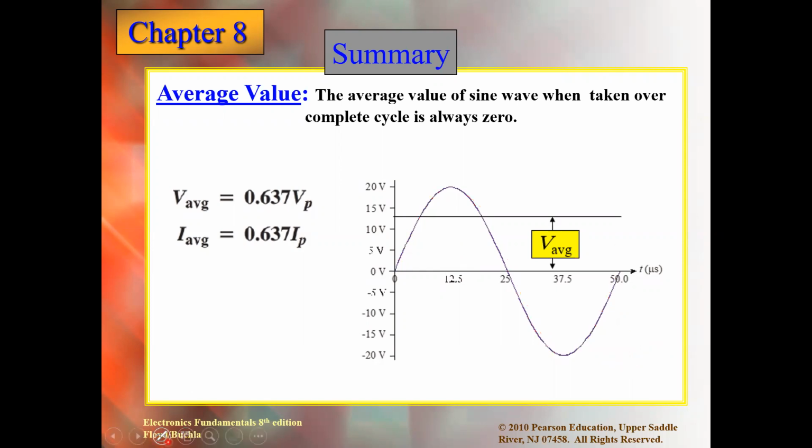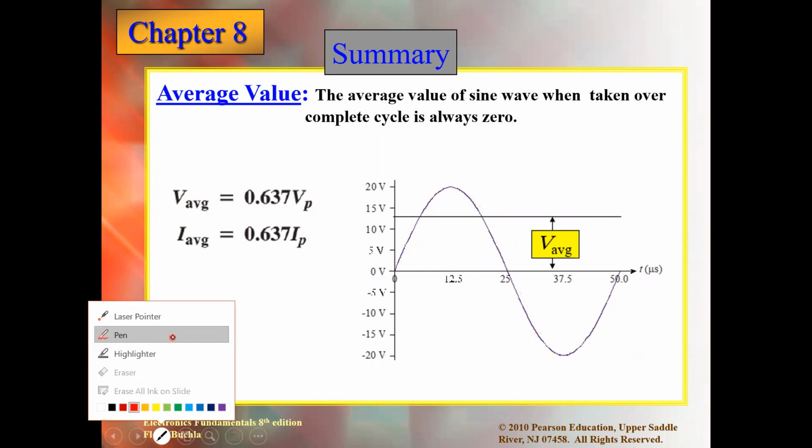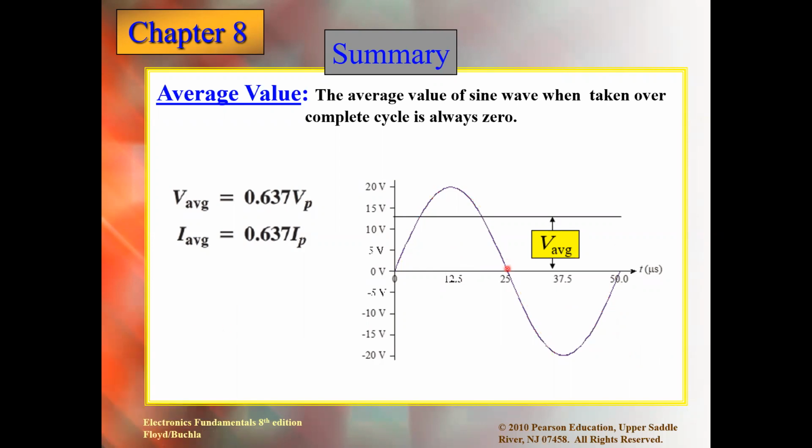So this is about the average value for the complete cycle. That's why the average value of the sine wave when taken over a complete cycle is always 0. So we measure the average value for the half cycle. Half cycle, for example, from here to here. In order to measure the average value, how will we calculate it? We will calculate by this formula. The average is equal to 0.637 VP.